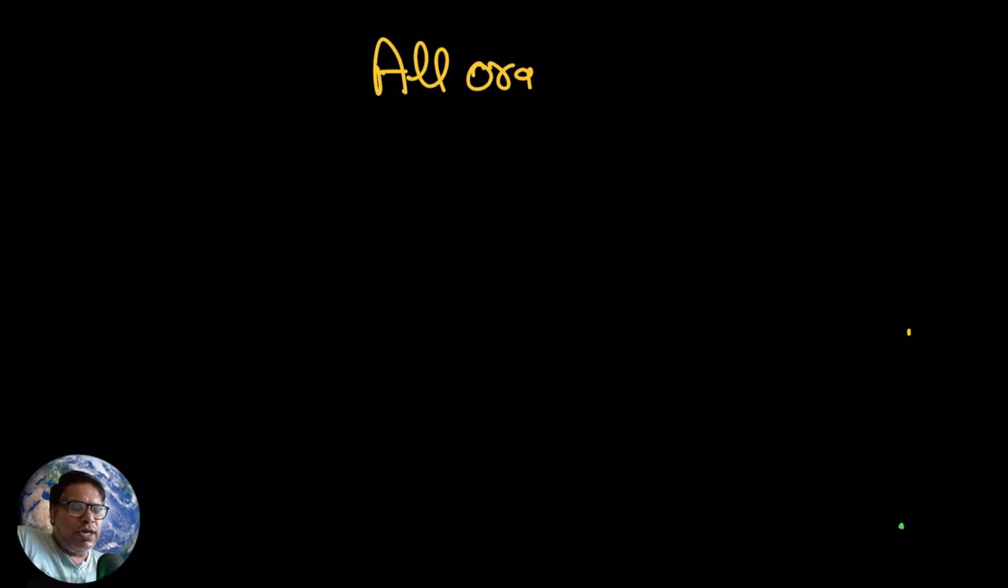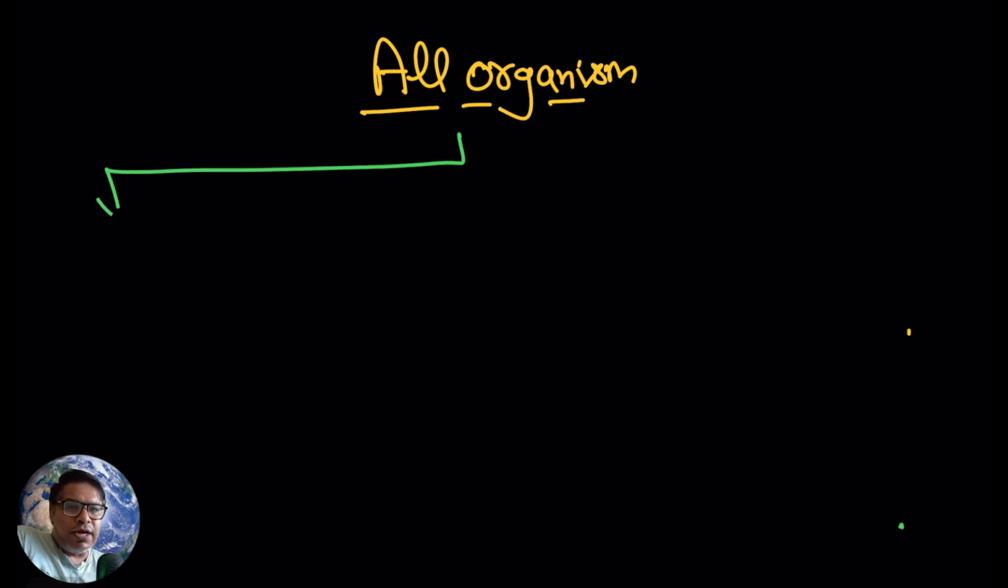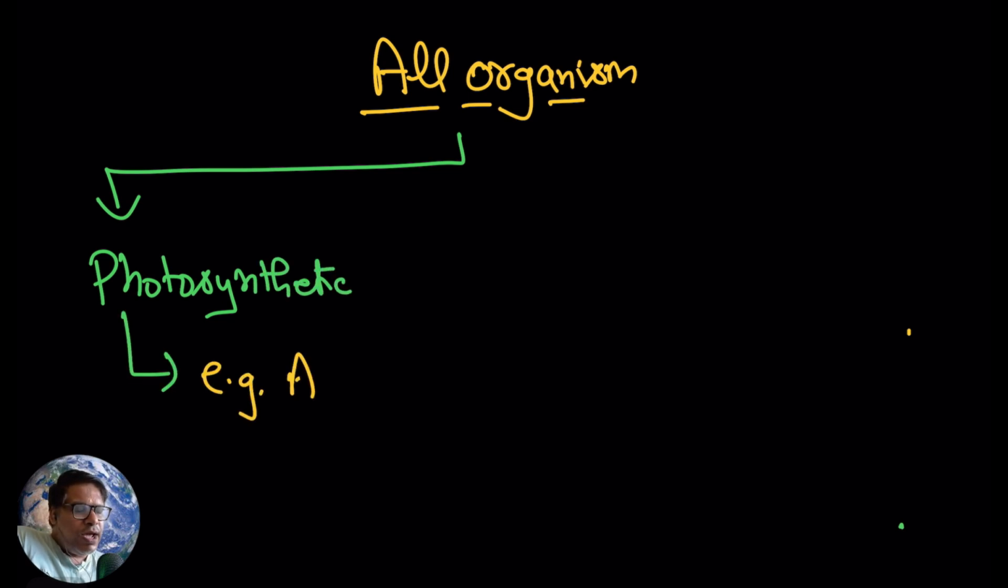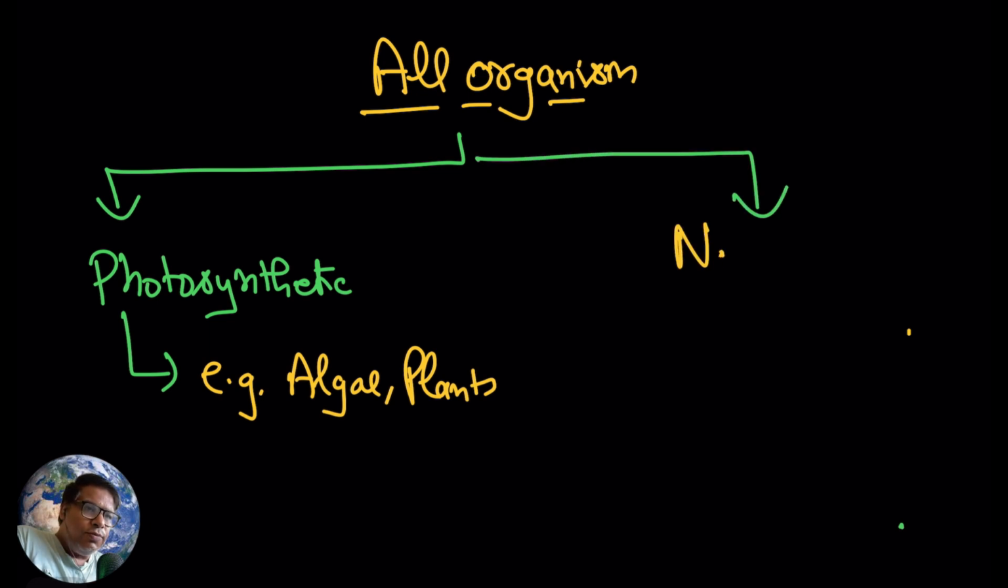Now try to see here all the organisms. If you see all the organisms on the planet Earth, they can be divided in two categories. One, you are going to have photosynthetic organisms. And here, in the case of photosynthetic organism, you can see the examples are algae, plants. Now, if you see another class, here you are going to have non-photosynthetic organisms.